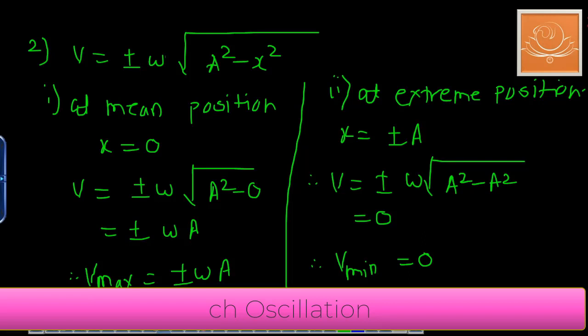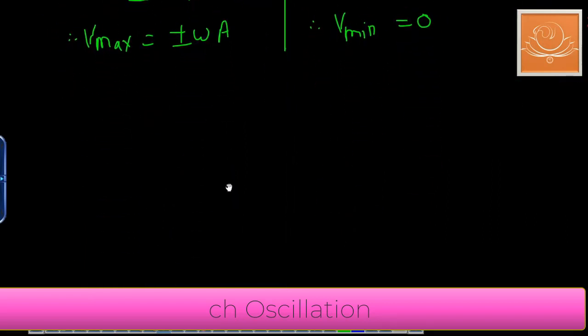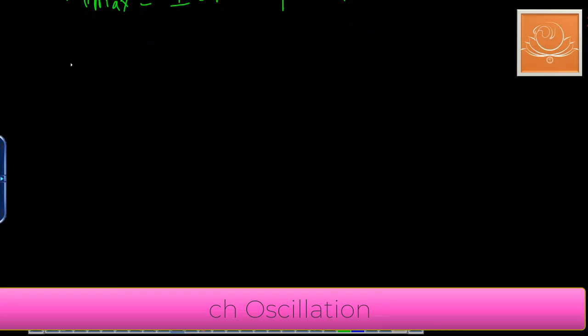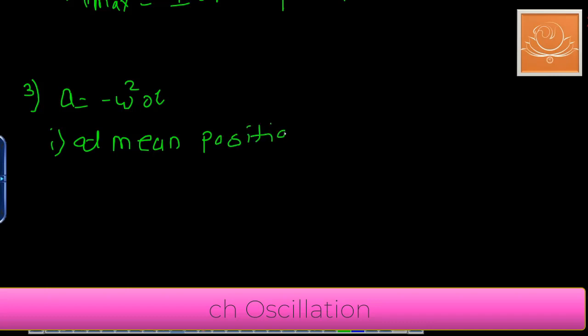And now last, number 3, for acceleration. Now the equation for acceleration is minus omega square into x. First, at mean position, x equals 0. Hence acceleration is equal to 0. This is the minimum value, hence we can write acceleration has minimum value at mean position, which is equal to 0.